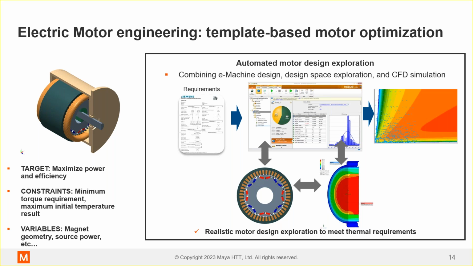Today, we're going to be using this to look at taking a basic motor design that we already had. We're going to look to maximize the power and efficiency that we get out without changing the overall geometry. We have to impose some constraints around minimum torque and initial temperatures. And we are mostly looking at modifying magnet geometry and the coil powering.